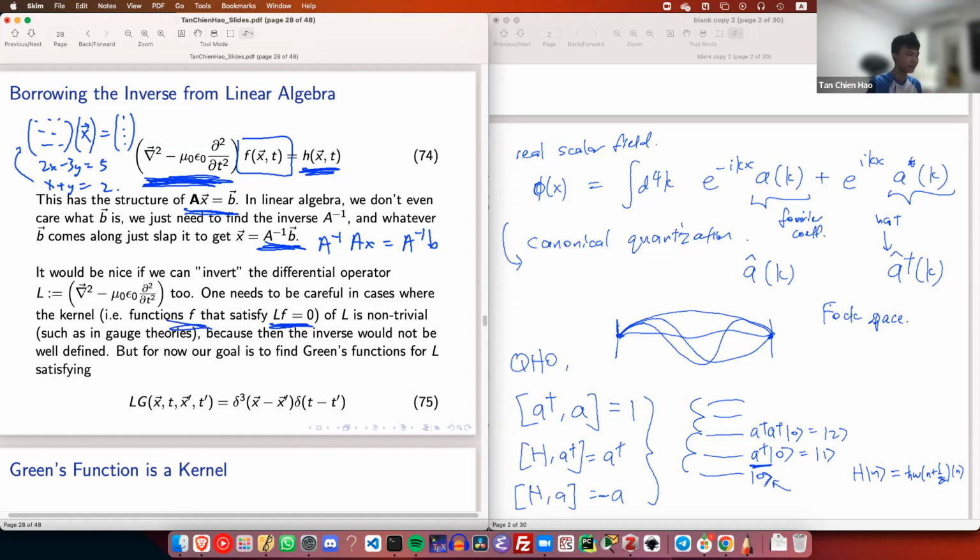And if that's the case, then even if I get some solution f that satisfies Af equals h, and let's say I have another k such that Ak equals 0, then f is not the unique solution. I could have f plus k also, right? A(f plus k) would give me h as well. So for now, I believe this differential operator is invertible, but there are going to be cases where it is not invertible.